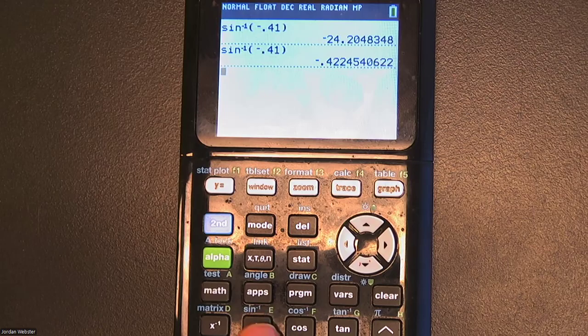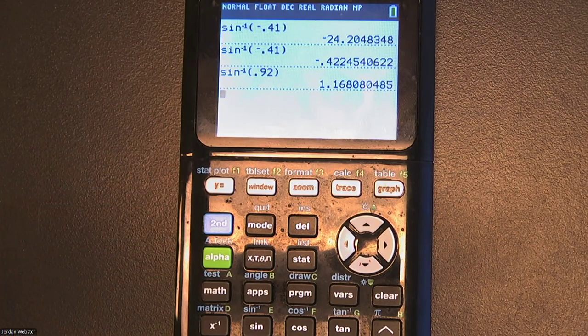If I want to do arc sine, that's just, again, for our class, the same exact thing. So if you see arc sine of 0.92, you could have just done that.